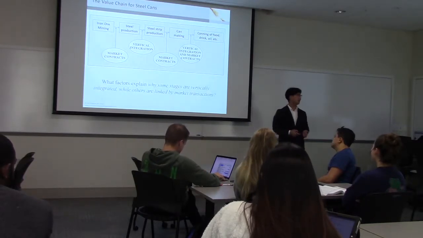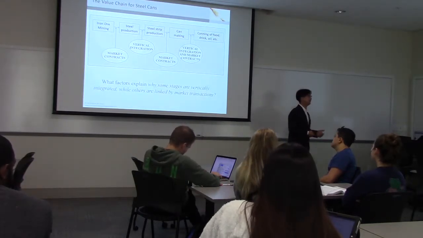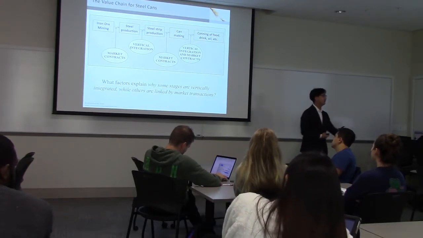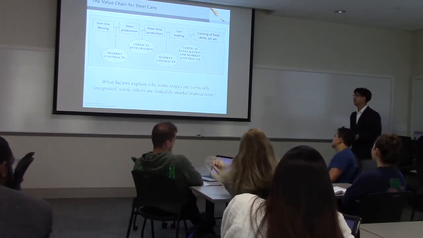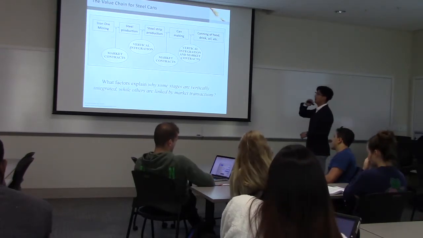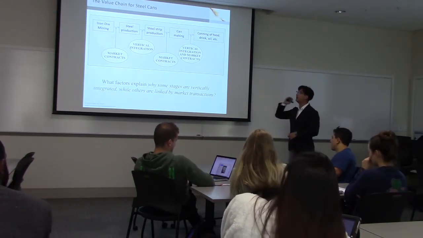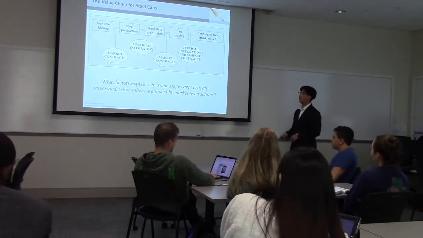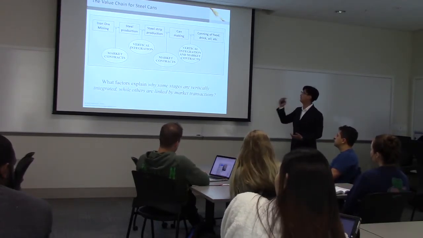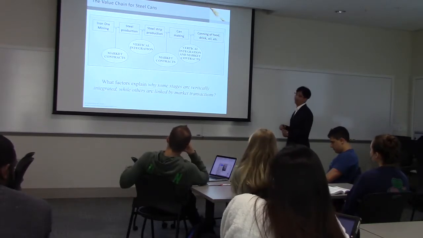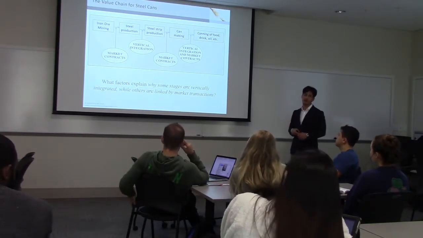Okay, and we're going to look at the factors why some of the stages are vertically integrated, while the others are linked by market transactions. So anyone want to guess what are some of the factors and why, let's say, iron ore mining to steel production is done by market contracts as opposed to can making and canning of food and distribution is done by vertical integration?